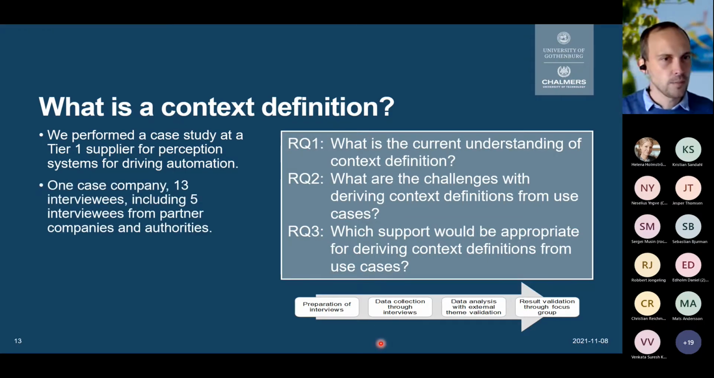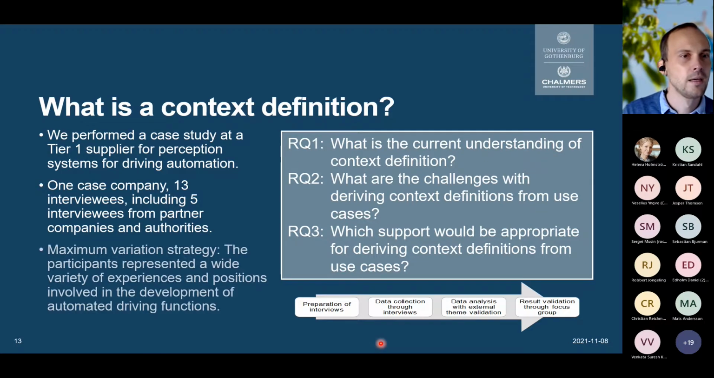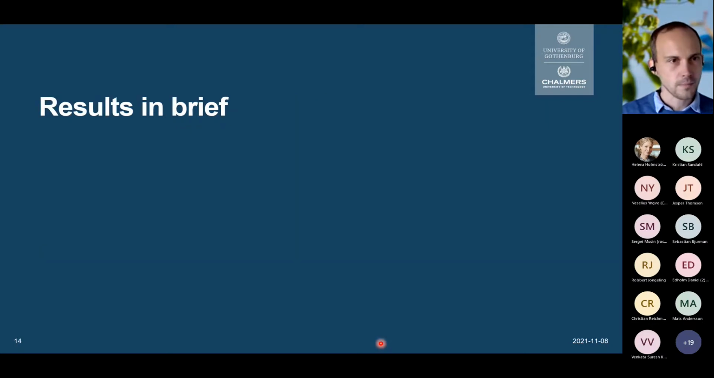And we had one case company, we had 13 interviewees, and this included 5 interviewees from partner companies, OEMs, and authorities such as Trafikverket. And we used a maximum variation strategy, meaning the participants represented a wide variety of experiences and positions involved in the development of automated driving functions, from a high-level top manager to a function developer. And I will not present all the results of this study, but I will provide at the end of the presentation a link to the full study. But I will give a brief overview of the results.